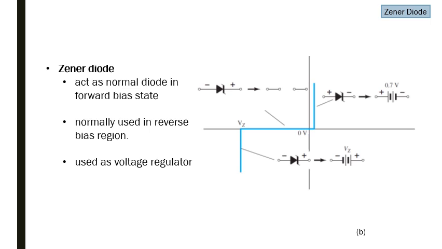Now if we apply a voltage that is equal to or greater than Vz, then the diode will be on, and you can replace this Zener diode with an equivalent circuit of a voltage source which is equal to Vz. So normally the Zener diode is used in reverse bias region, and a practical usage of Zener diode is as a voltage regulator.